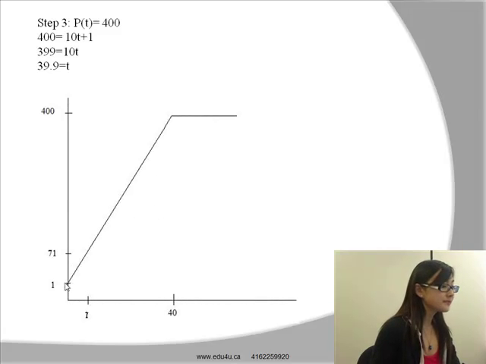And the graph will look something like this. At day 0, we have 1 person infected. At day 7, we have 71 people in total. And at around day 40, we have 400 people infected. Keeping in mind that I just drew this graph as a reference and it is not to scale.